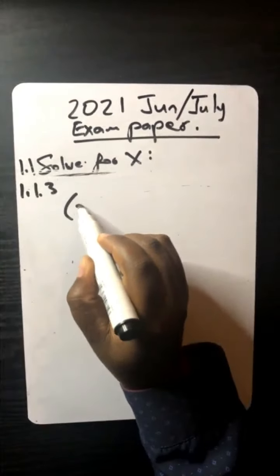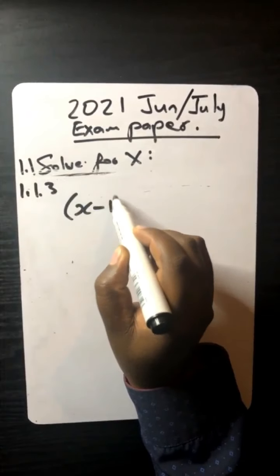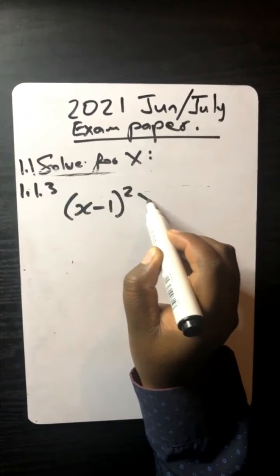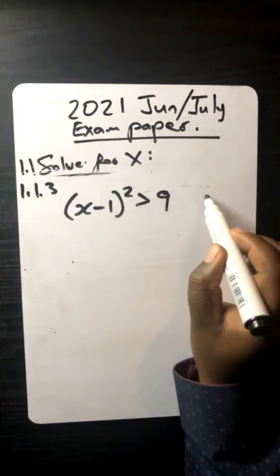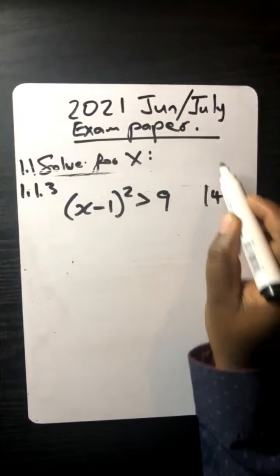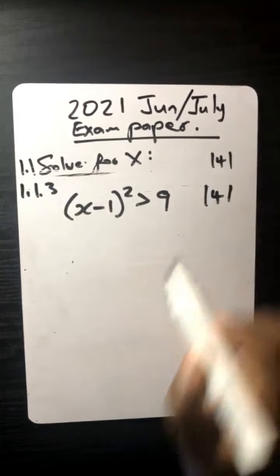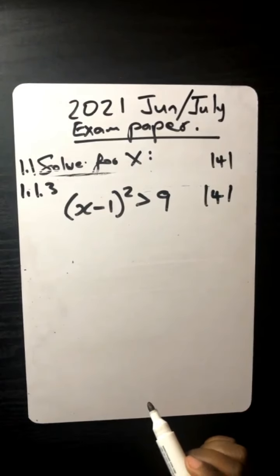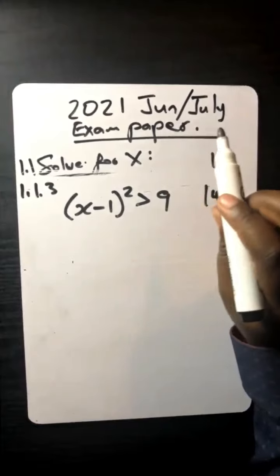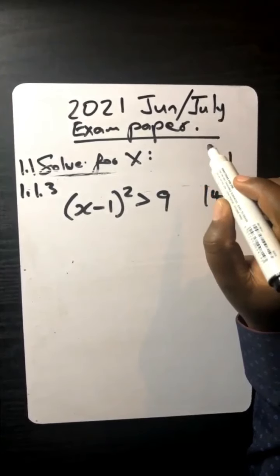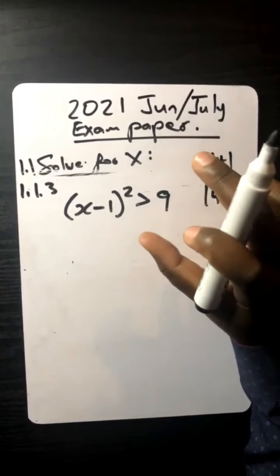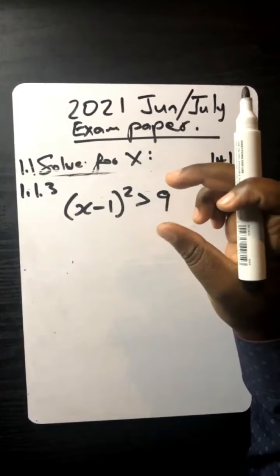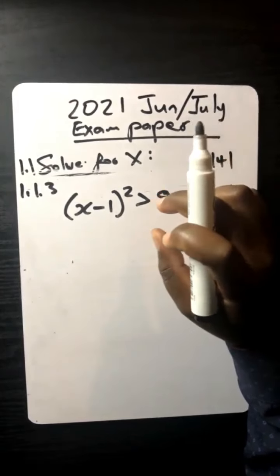1.1.3, which is (x minus 1) squared is greater than 9. And this question is allocated 4 marks. Also, the previous question was allocated 4 marks. So you can see the pattern, guys. It's almost the same. Firstly, they give you a question where they need you to solve for x, where you factorize. The second one, you use a quadratic formula.